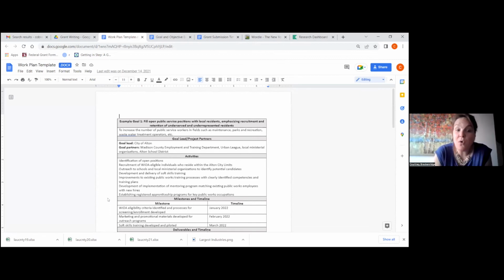So, you know, his goal was to fill open public service positions with local residents, emphasizing recruitment and retention of underserved and underrepresented residents. If you've read a couple NOFOs, you can hear there where some of this is very relevant to different priorities that arise through different notice of funding opportunities and relevant to specific agencies, particularly in that second part, recruitment and retention of underserved and underrepresented residents. So a little bit more context there. We wanted to increase the number of public service workers in fields such as, we list some specific occupations.